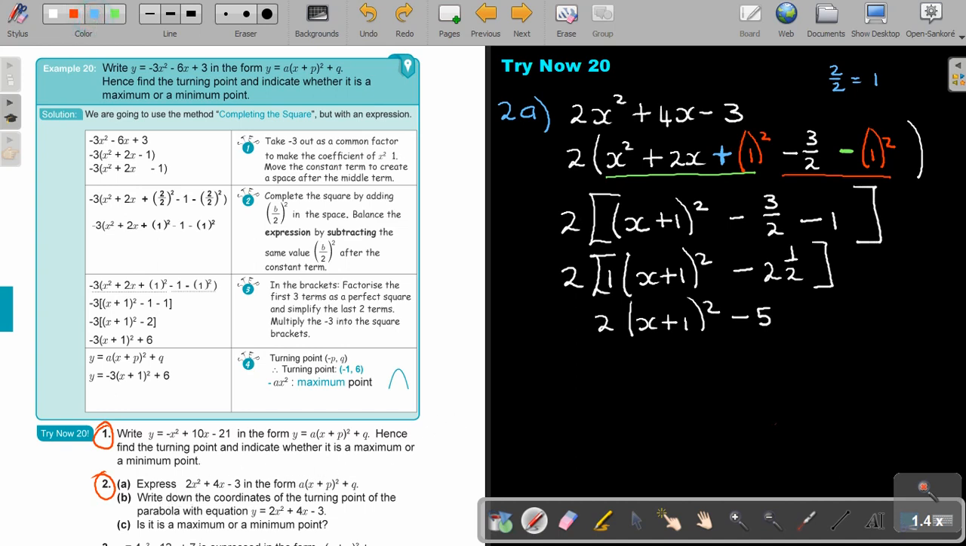Answer the questions, very important, read your questions. Write down the coordinates of the turning point of the parabola. Now, do you see that this is the same as this? So therefore, I can just say turning point, and what will be my turning point? My turning point will change the sign, negative 1, keep the sign, negative 5.